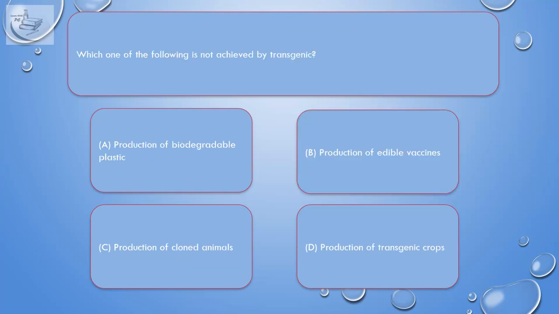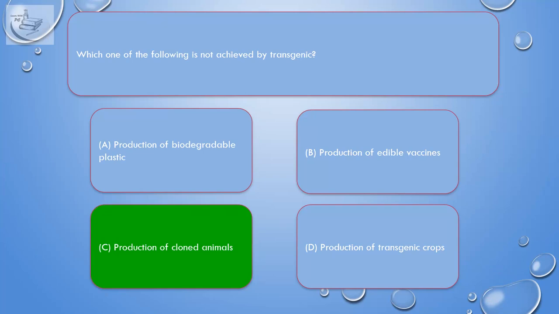Question: which one of the following is not achieved by transgenic? A. Production of biodegradable plastic. B. Production of edible vaccines. C. Production of cloned animals. D. Production of transgenic crops. Correct answer is C. Production of cloned animals.